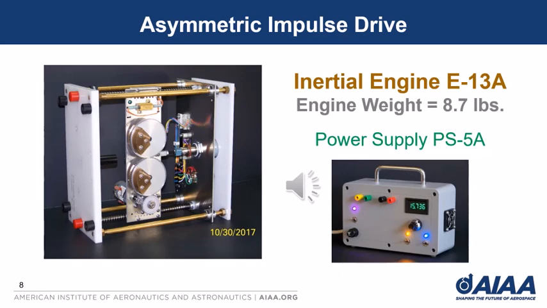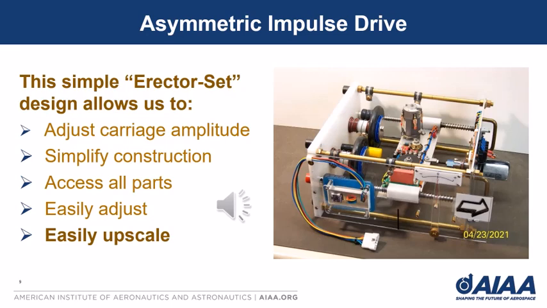The asymmetric impulse drive, showing the sandwiched rotors. Lower right is its dual voltage power supply. Here's the asymmetric impulse drive showing the motor and electronics. At the front is a digital accelerometer to the left, and to the right is the analog accelerometer.